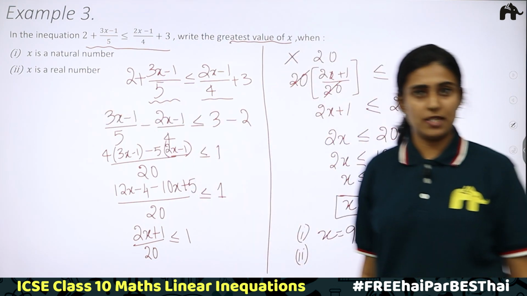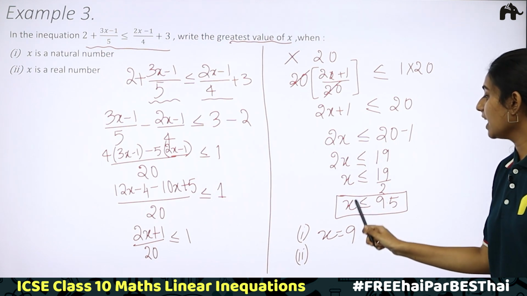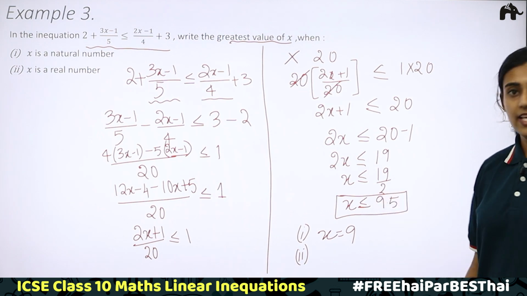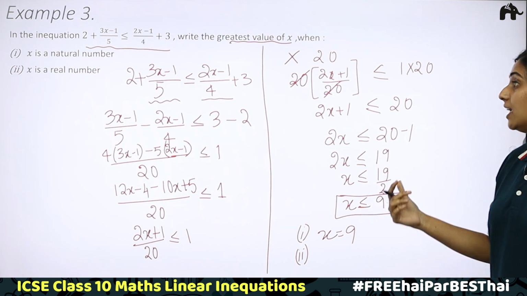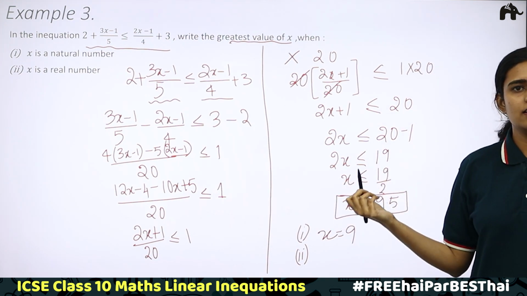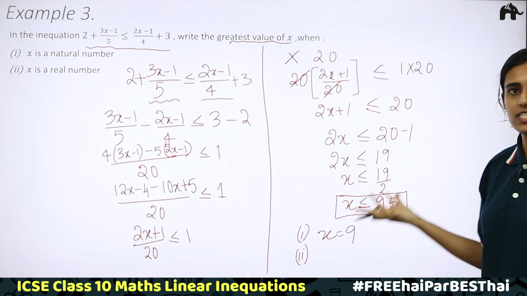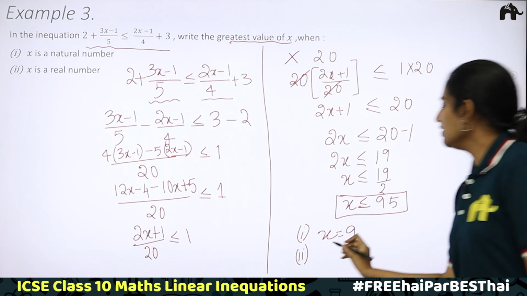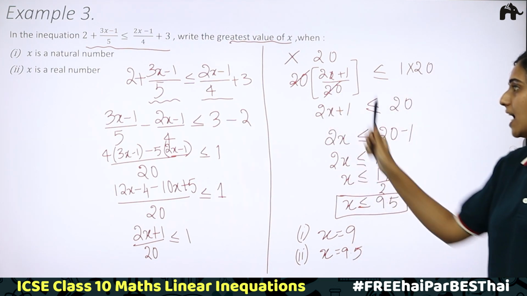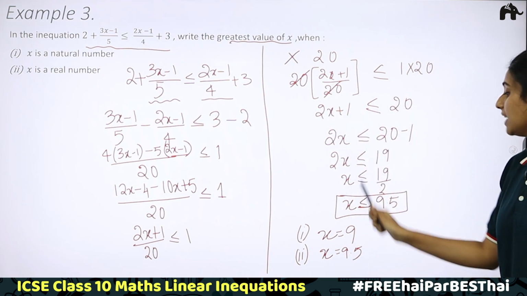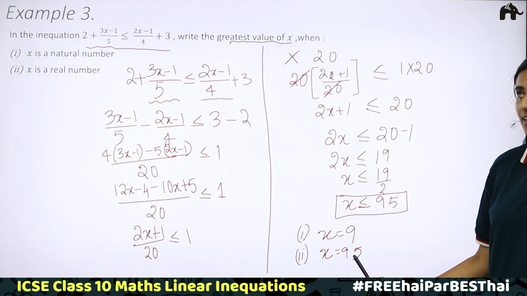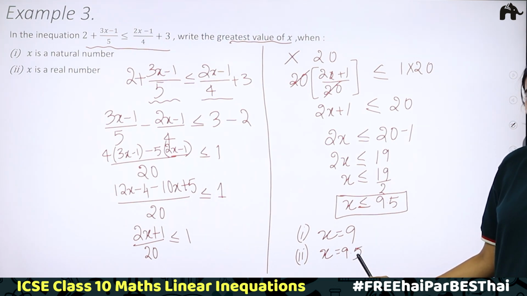Second part. X is a real number. We have the condition x is less than or equal to 9.5. Equal to, so x can be equal to 9.5. Next, x is a real number. Is 9.5 a real number? Yes. 9.5 is a decimal and it is a real number. Therefore, the value of x is equal to 9.5. First answer is x is equal to 9 and the second answer is x is equal to 9.5. Clear? Yes? Let's go to the next example.